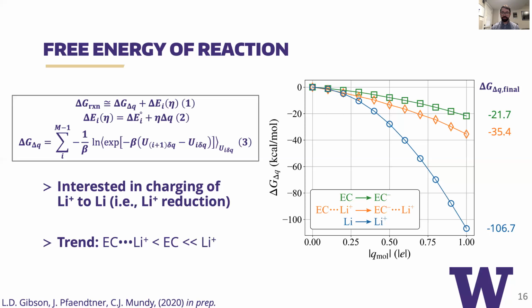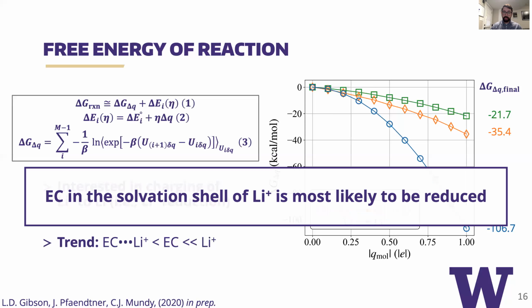And so the overall trend we see is shown here at the bottom. The solvation shell ethylene carbonate has the most negative change in solvation free energy, whereas lithium ion reduction is largely positive. And so this, in conjunction with the intrinsic energy changes from equation 2, suggests that ethylene carbonate in the solvation shell of lithium ion is likely the most favorable.